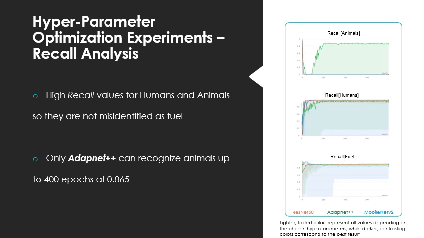Our experiments showed, using the recall value, that all three classes, humans, animals, and fuel, have high values, which means that the quality of positives is high, and therefore there's a smaller chance of misidentifying one of these three classes as the wrong one. That is ideal, as it is one of our requirements. As was the case in the IOU metric, only AdapNet can recognize animals in any of its configurations, and it's therefore the most robust solution so far.